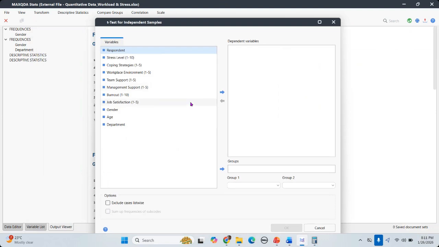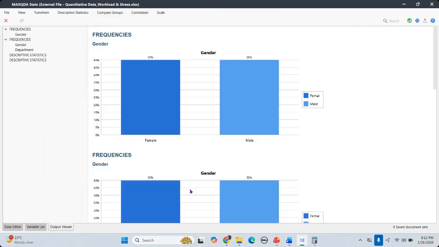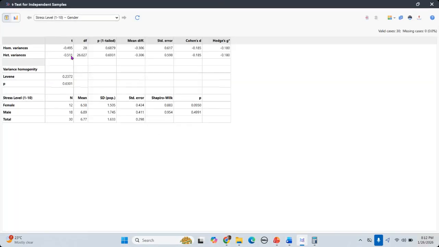Now, for conducting an independent sample t-test, we require two variables. One is a dependent variable that must be continuous data. I'm selecting stress level, like we have 1 to 10. I require a second variable that is categorical data, like I have gender. I'm selecting under groups, female, male, we have got it. Click on OK. Now look at the results.